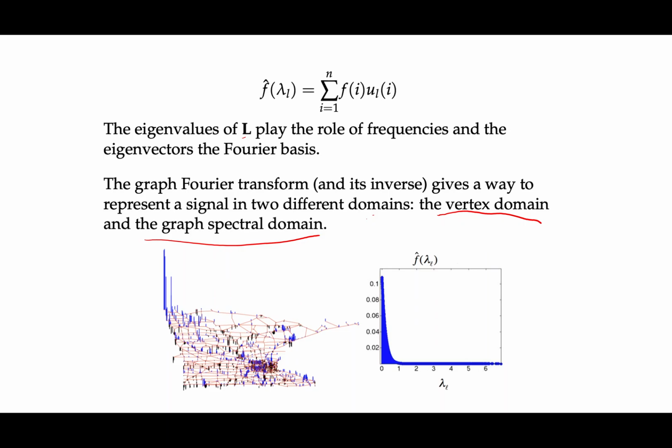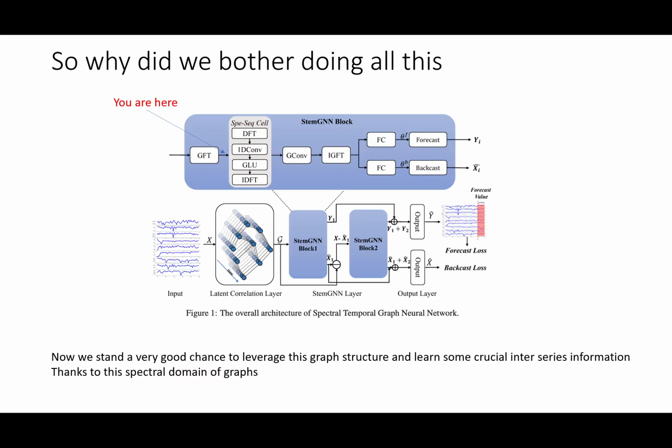So why did we bother doing all this? After the graph Fourier transform, you are here. What the graph Fourier transform gives us is a representation of how this graph is behaving, what frequencies or spectral properties this graph has. We can leverage this information, and we stand a very good chance to learn the inter-series dependencies and how this graph is functioning. So, thanks to the spectral domain of graphs, we can leverage this graph structure and learn some crucial inter-series information.